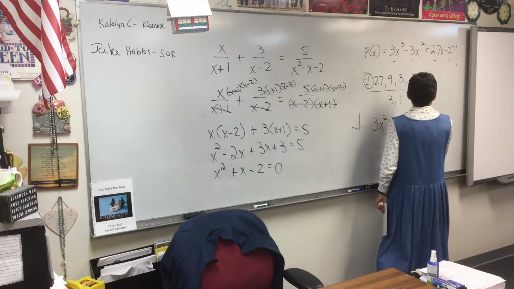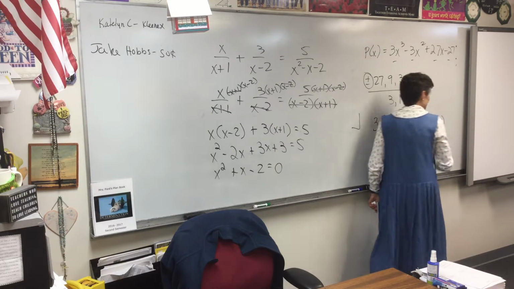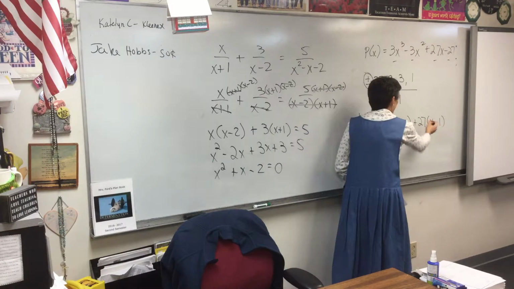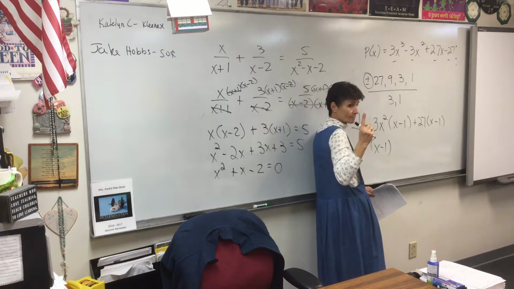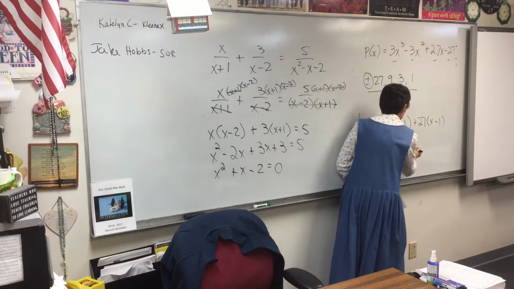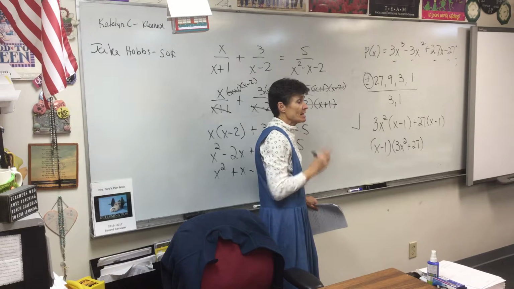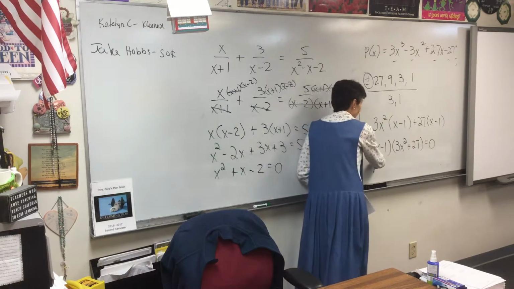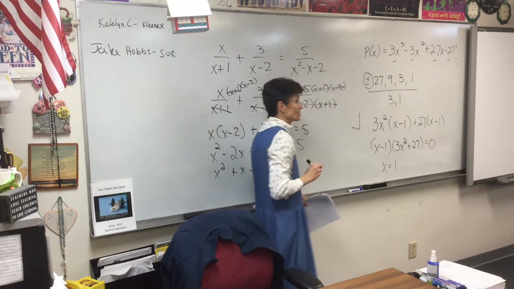Positive 27. And that'll leave me with x minus 1. Those cross out? No, well, they don't cross out, but they're common, so I write them down once, x minus 1. And then I group together 3x squared plus 27. Now your job is to solve this. Can you already tell me what one of the answers is? X equals 1. One of your answers is 1.